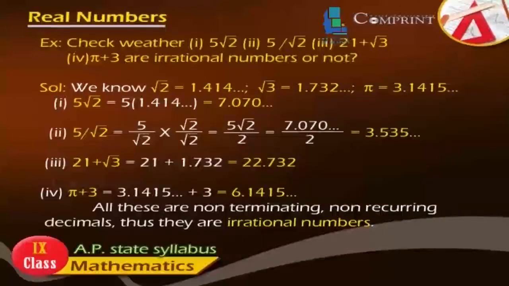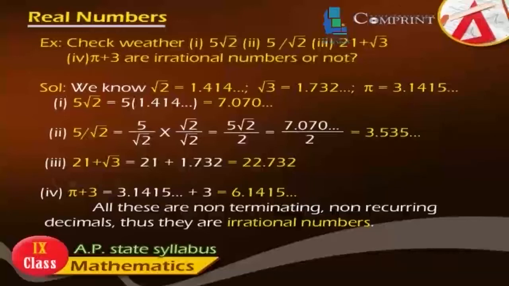Solution: we know √2 is equal to 1.414 and so on. √3 is equal to 1.732 and so on. π is equal to 3.1415 and so on. First one, 5√2, which is equal to 5 × 1.414 and so on, which is equal to 7.070 and so on. Second one, 5/√2.